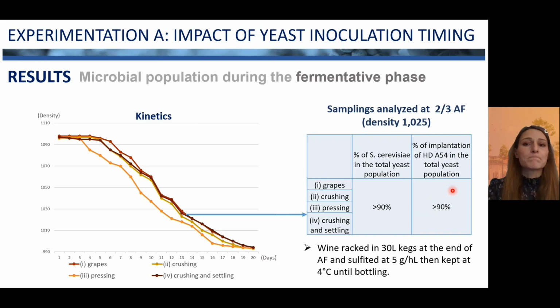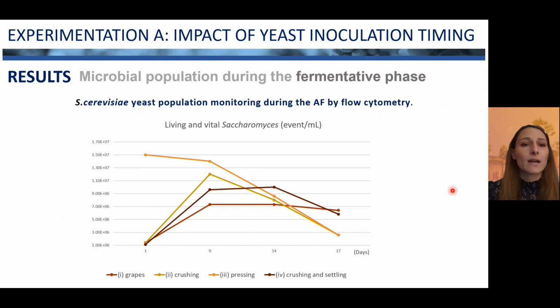So this is a very good implantation rate in all scenarios whenever the yeast was inoculated for these 4 fermentations. Here we have Saccharomyces cerevisiae yeast population monitoring during alcoholic fermentation by flow cytometry, through the method that was just explained by Monsieur Dubernay. And you can see here that we had 4 different samples during fermentation at day 1, 9, 14, and 17.